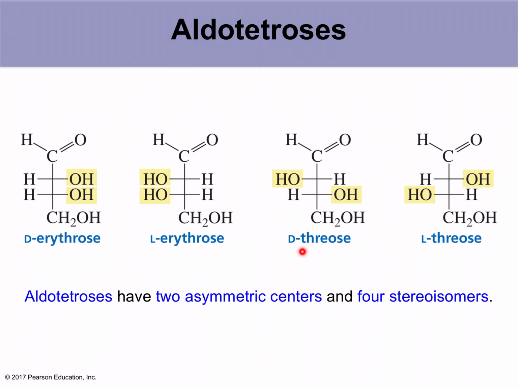This is D-threose. Still it is D because this hydroxyl group is to the right. And the mirror image of that would be L-threose. So these two are enantiomers. These two are enantiomers. And these two are diastereomers. This and these two are diastereomers. Okay. Aldotetroses have 2 asymmetric centers and 4 stereoisomers.